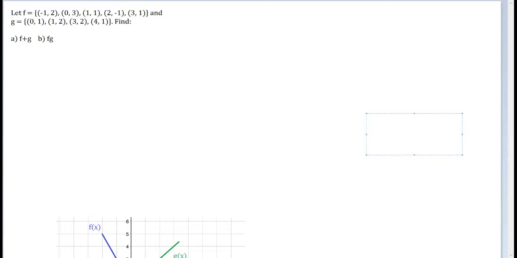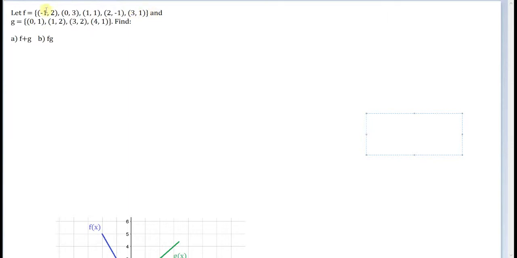We're going to do some examples that are similar to section 1.7 in the textbook, combining functions. So we have a function here, f, defined as a set of points: (-1, 2), (0, 3), (1, 1), (2, -1), (3, 1). And g, also defined as a set of points: (0, 1), (1, 2), (3, 2), and (4, 1). Find, first of all, f plus g. So f plus g means we have to add the points of f to the points of g.